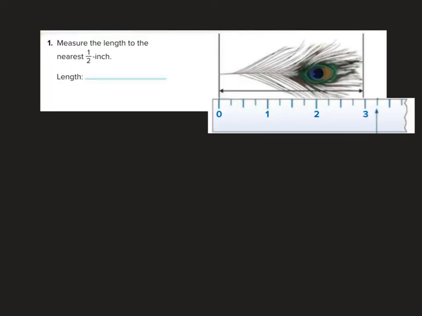Measure the length to the nearest 1/2 inch. Okay, so we're going to look at the wholes and the halves. So there's 1/2. Here's 1. Same one you've been counting by since you learned to count. It's not changing, right? Here's 1 1/2. 2. 2 1/2. 3. This would be 3 1/2, and then we'd get 4. Okay, so what's this feather closest to? Look how close it is to 3. It's basically 3. So it's closest to 3 inches.